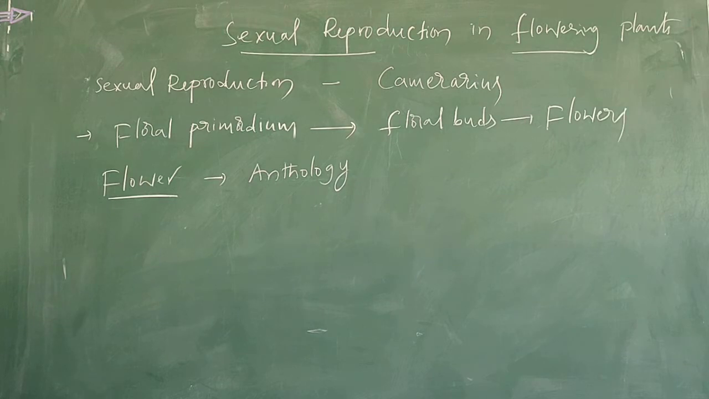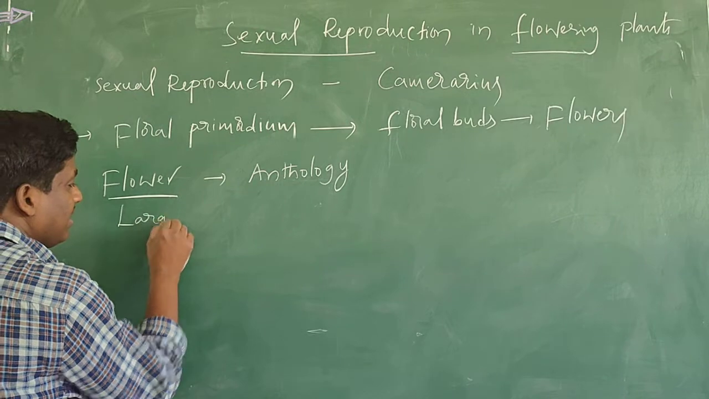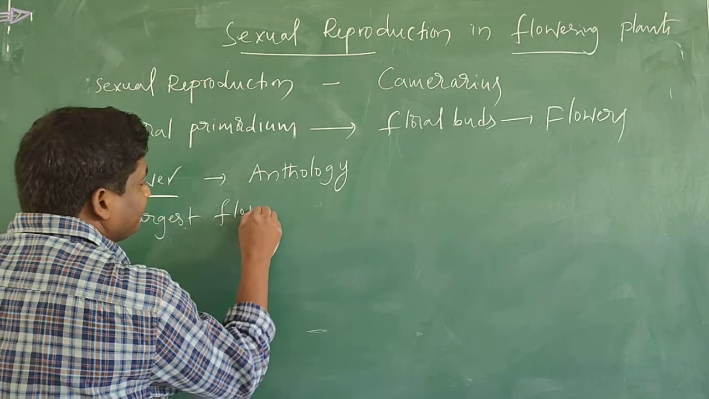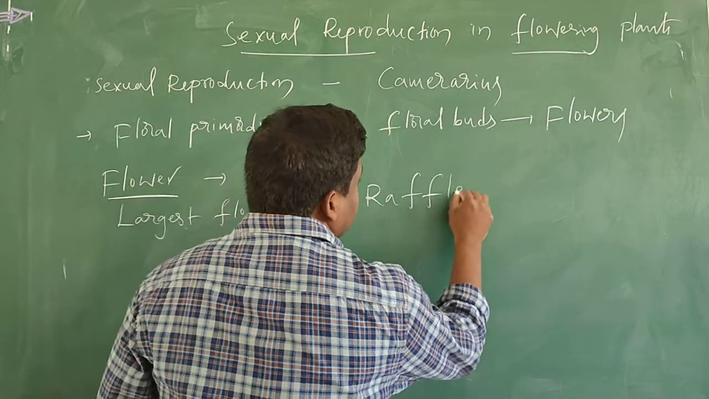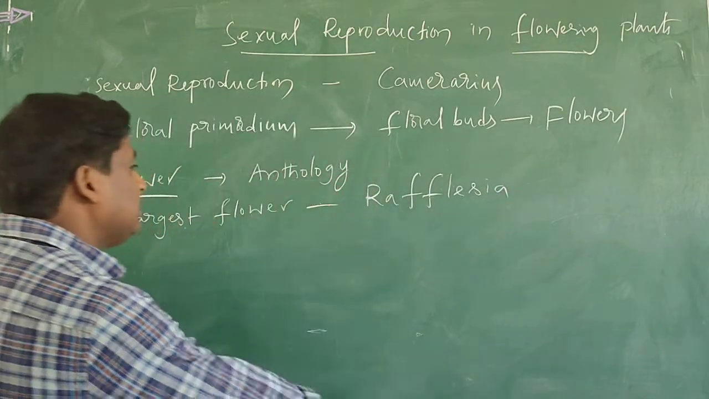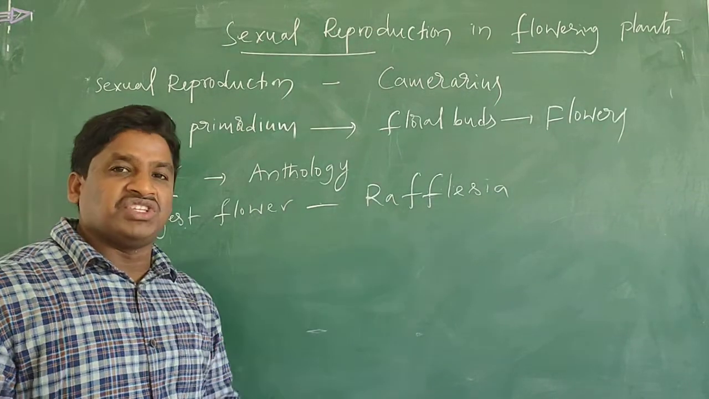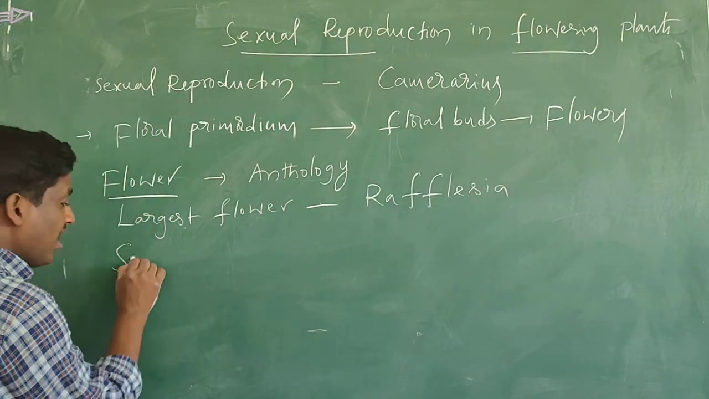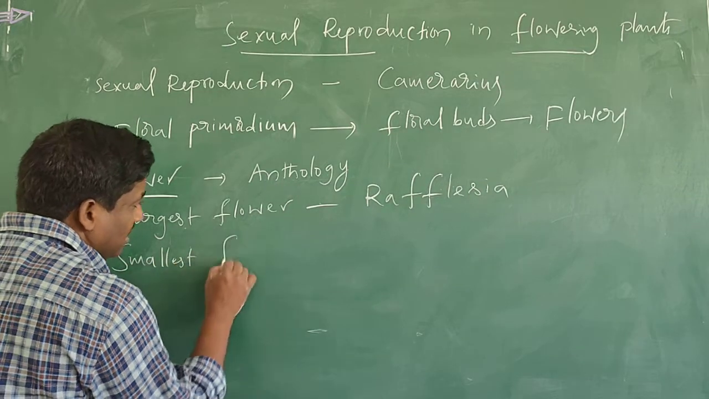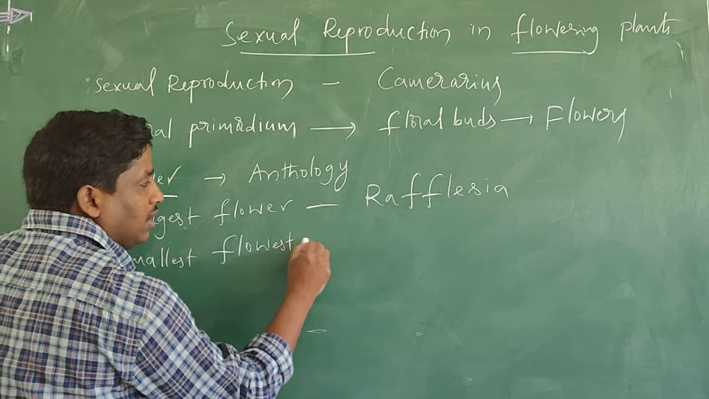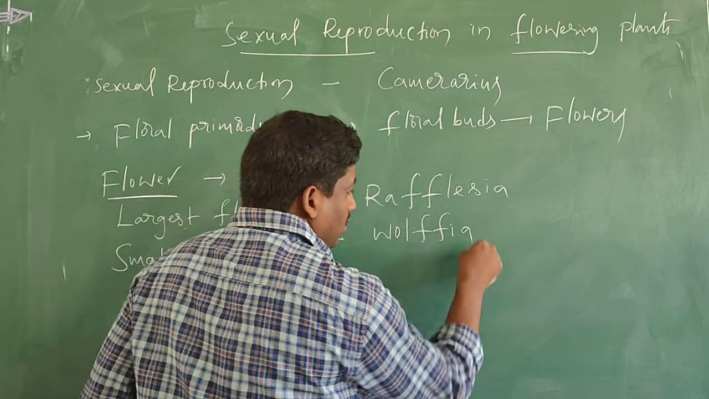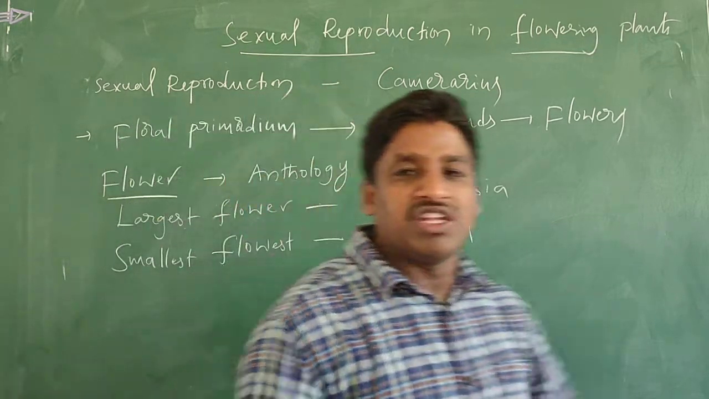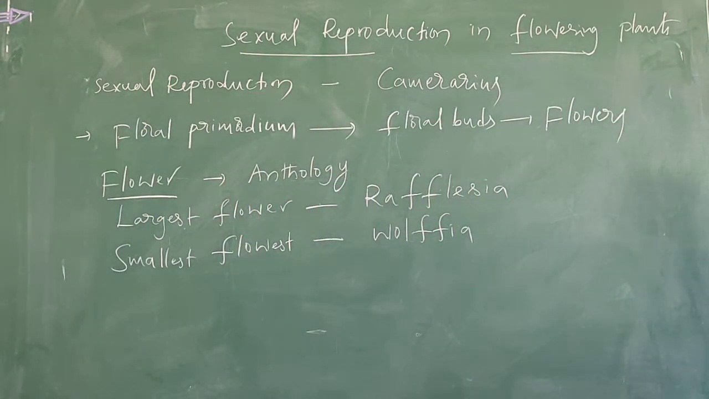Next, the largest flower: Rafflesia. The largest flower is called Rafflesia. The smallest flower, what do you call? Wolffia. The smallest flower is Wolffia.